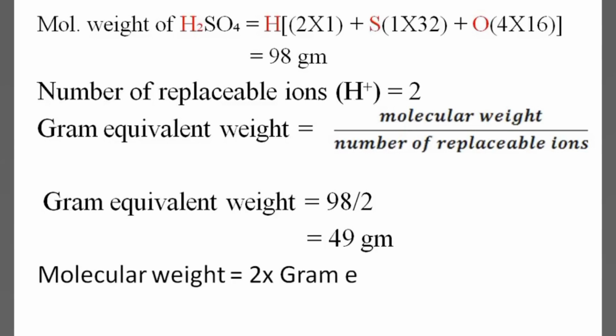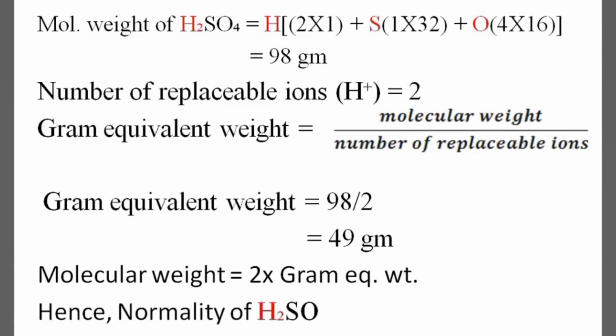And generally there is another equation: molecular weight is equal to 2 times the gram equivalent weight of H2SO4. That is why I have already told you normality is always 2 times molarity. Hence, normality of H2SO4 is equal to 2 times molarity. Everybody should know this formula.